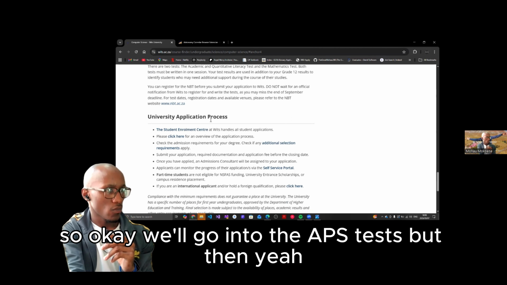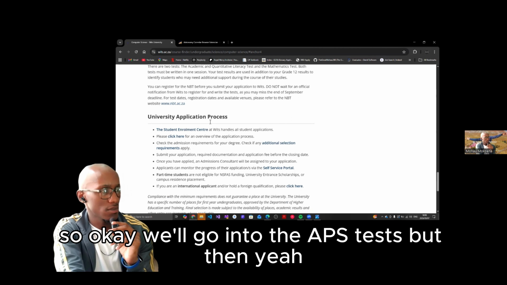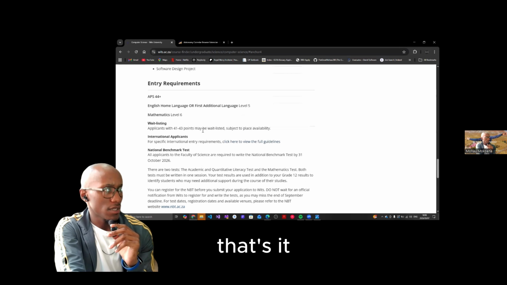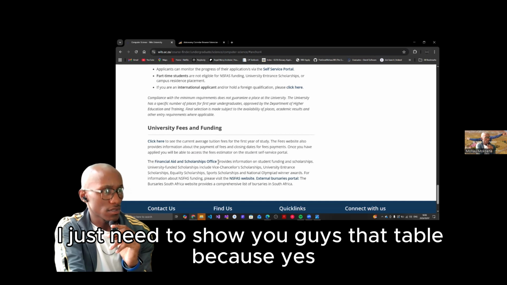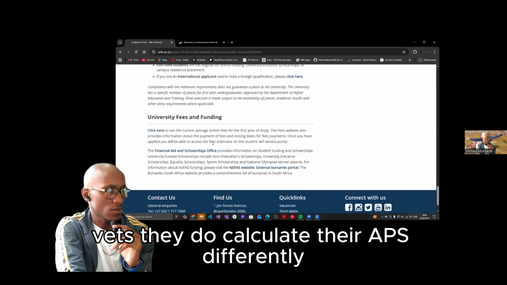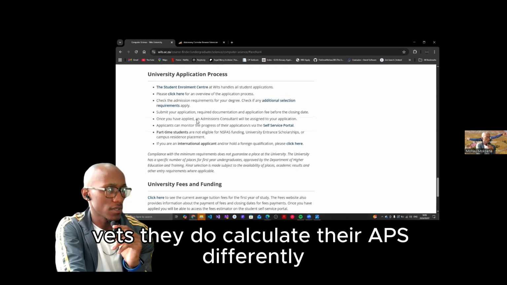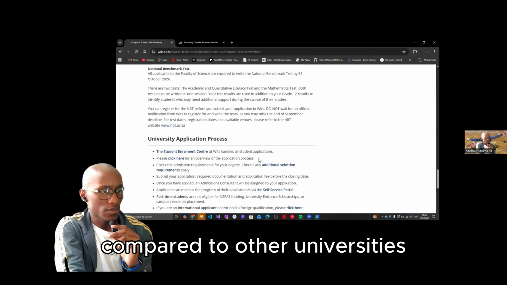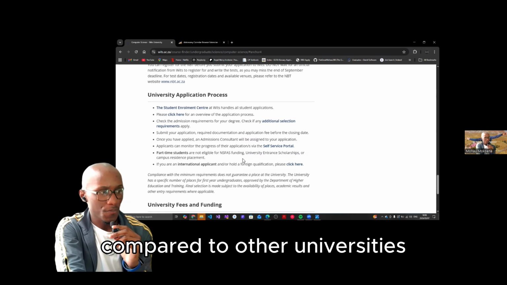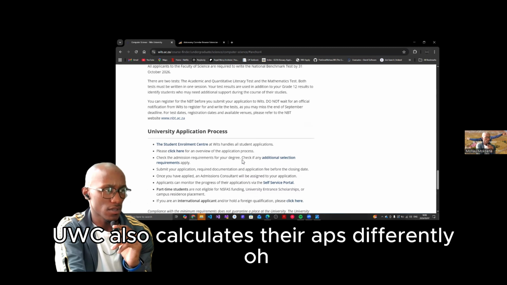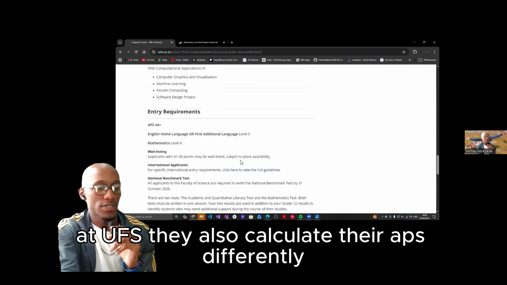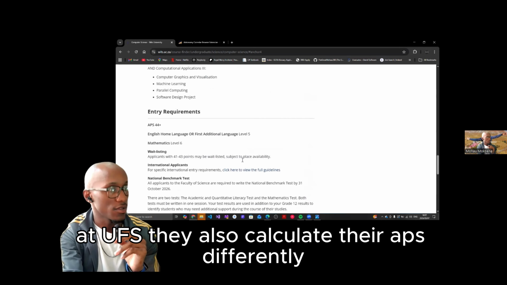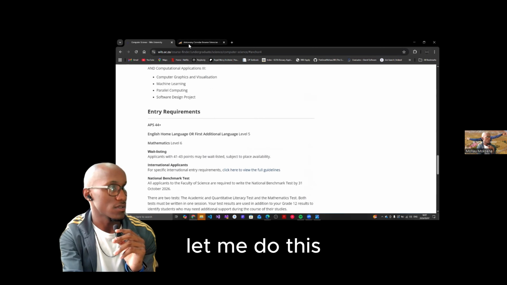So, okay, we'll go into the APS test. But then, yeah, that's it. I just need to show you that table because, yes, WITS does calculate their APS differently compared to other universities. UWC also calculates their APS differently. Oh, and at UFS, they also calculate their APS differently. Let me do this.